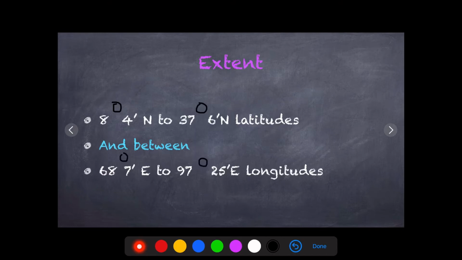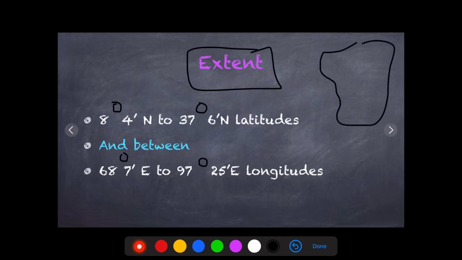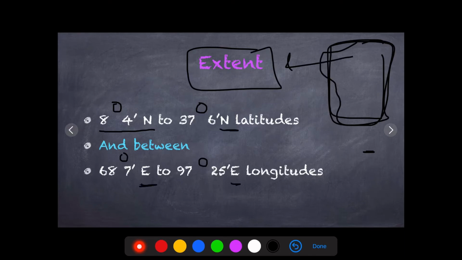Okay, now India's extent, what area is covered by India? The area covered by India is nothing but extent. Now India covers 8 degree 4 minutes north, because as you saw in the world map, India is in the northern hemisphere, and in the eastern hemisphere, so it will come in northern and eastern hemisphere only.